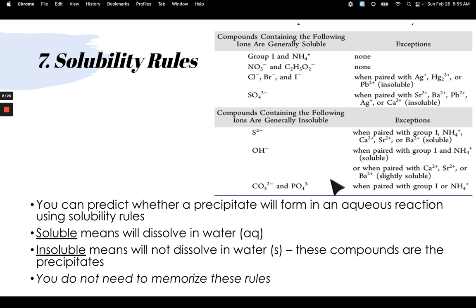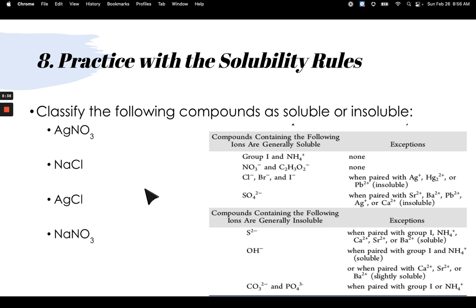So you're going to have to use these rules. Now, carbonates and phosphates almost always are insoluble. That means they don't dissolve unless you are pairing them with these group 1 and ammoniums. So there are definitely some patterns, and you're going to do an exercise to look at those patterns in a few minutes. All right, so we're going to practice here.